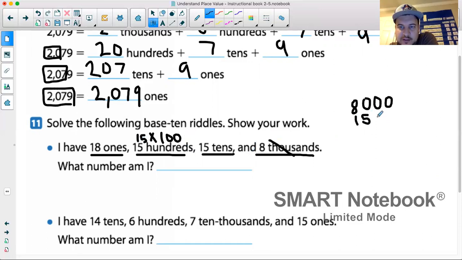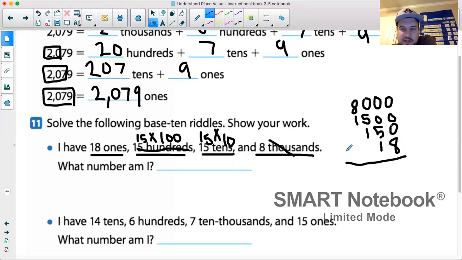15, 2 zeros. Cross it out. I have 15 tens. Okay, this is 15 times 10, which would equal 150. And then last but not least, I have 18 ones. 18 ones. So here is my math problem to figure out my standard form number. 8, 6, 5 and 1 make 6, and 8 and 1 make 9. 9,668.